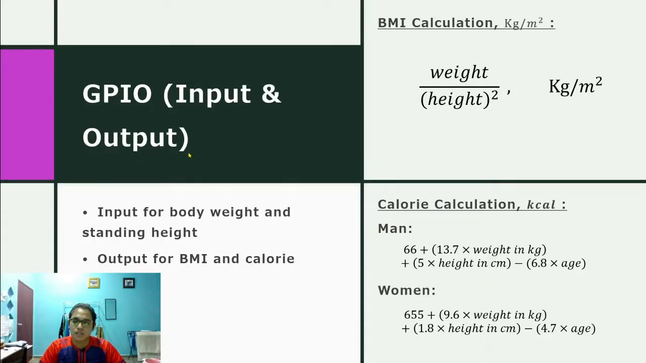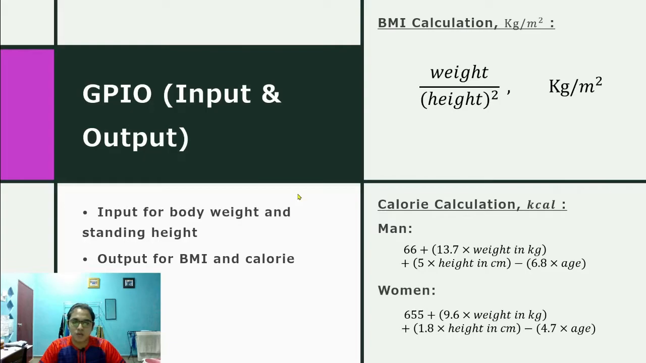Next, this is the computer organization of our project, where we use the GPIO. GPIO, as we know, is input and output. We apply this GPIO in our project. The input for the project is the body weight and the standing height, and the output is the value of the BMI and calories.